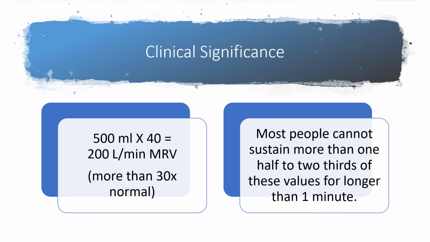For high respiratory rates, this can cause respiratory alkalosis, and high tidal volumes can cause barotrauma, decreased venous return, and reduced cardiac output.